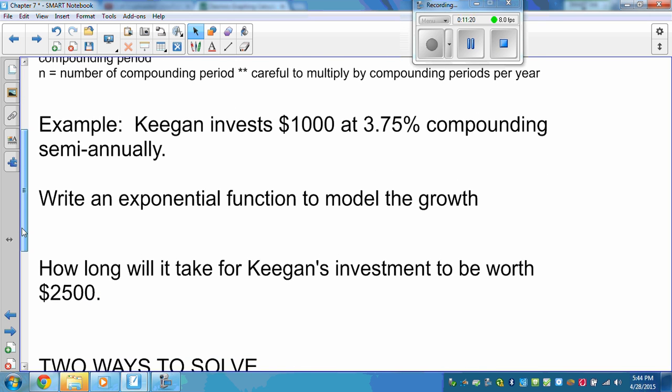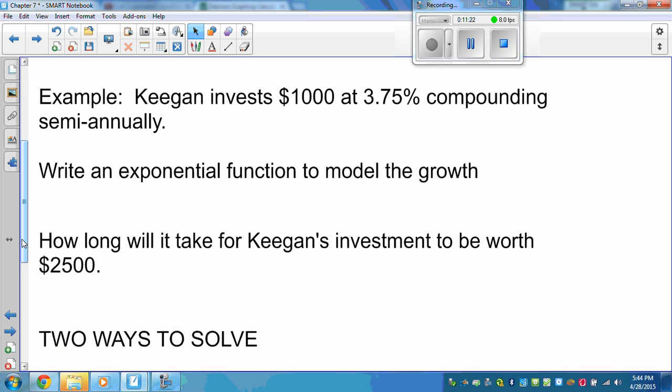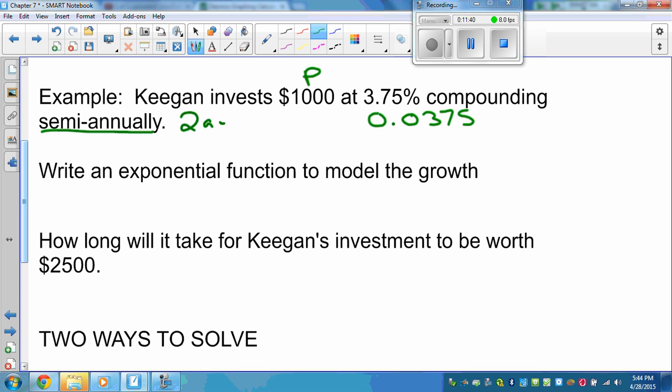So we have Keegan, he's investing $1,000 at 3.75% compounding semi-annually. So here is my principal, that's P. My interest rate, I have to first of all turn into a decimal. And because it's semi-annual, that means twice a year, we take that number and we divide by 2. Other things you might see is quarterly, so you'd have to divide by 4. You might see weekly, that would be divide by 52. It's how much per year.